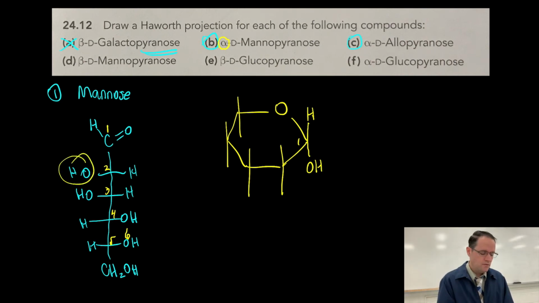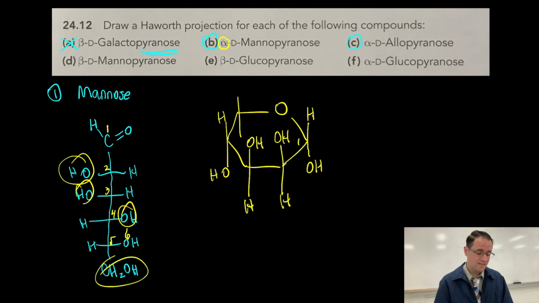So carbon 2, OH is left, we point that up. Carbon 3, OH is left, we point it up. Carbon 4, OH is right, so we point it down. And our last carbon is the CH2OH. We put that up here, okay? And the other hydrogen is going to be here, okay? That's how you do that problem.